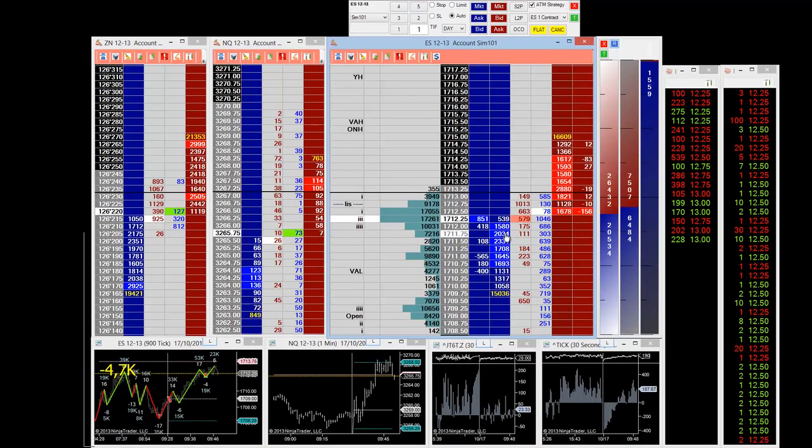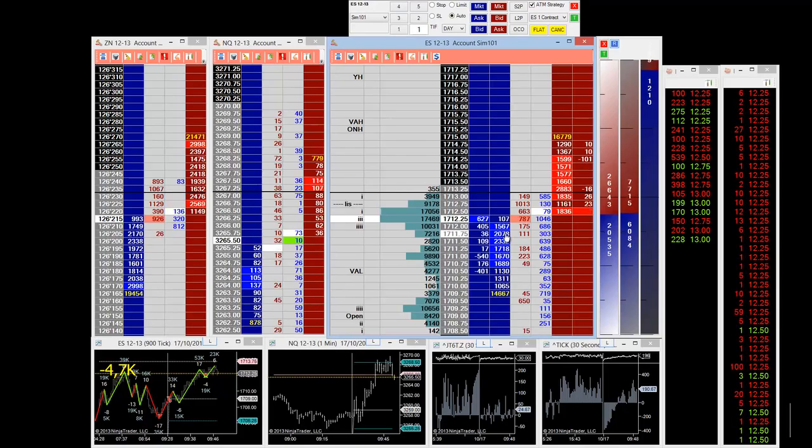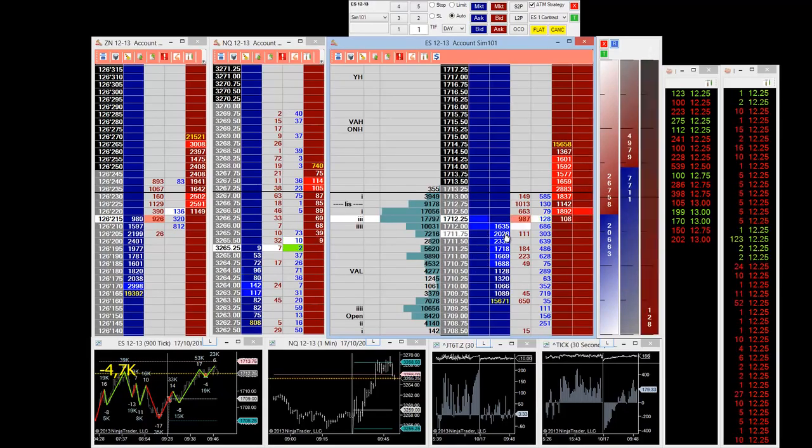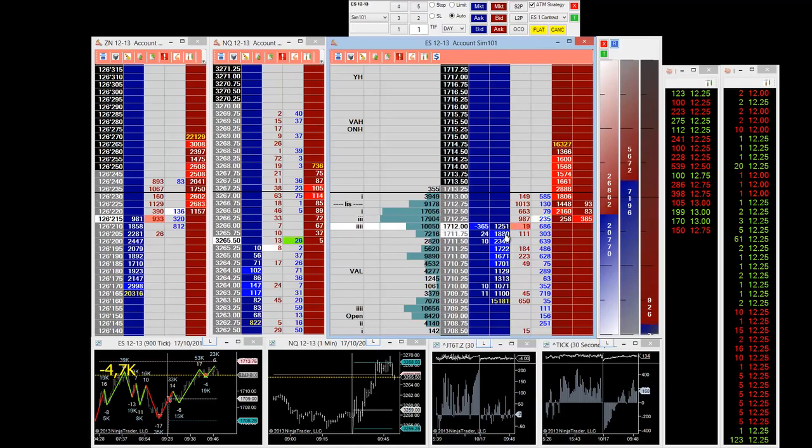When you see huge numbers right below the market, that is a sign that that side of the market will fail. Because basically what happens, before a move ends, they need to try and convince people to go on the opposite side of the market.